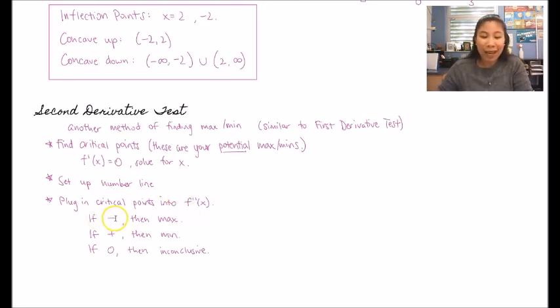If you end up with a negative number, then that means it's going to be a maximum. If you get a positive number, then that means it's a minimum. If it's 0 when you plug it in, then it's inconclusive. So that's the only bad thing, because if you end up with 0, which doesn't always happen, but who knows, that means the second derivative test doesn't actually work.